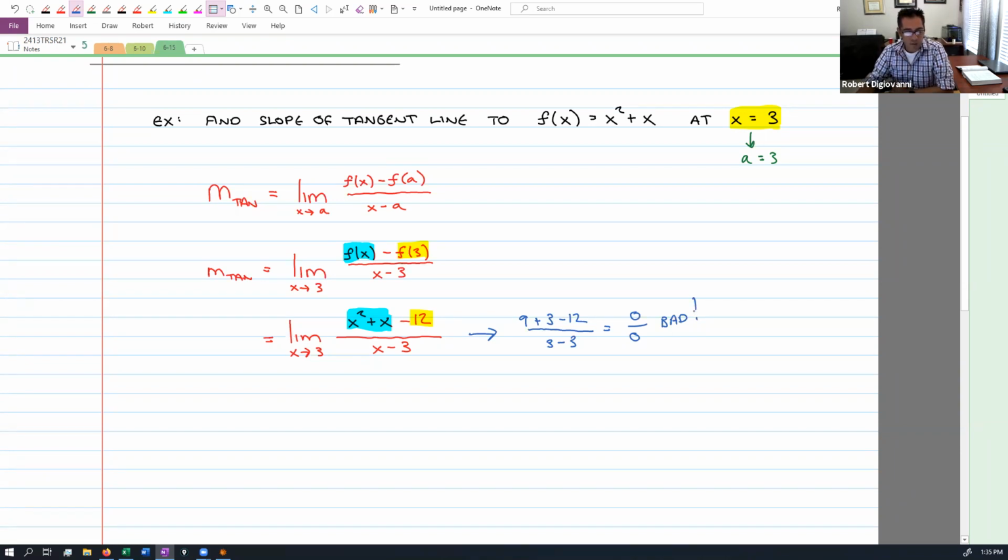So we need some algebra. If we do some algebra here, I'm going to keep the limit as x approaches 3. The algebra on top: I can factor. Fortunately for us, the top factors into x plus 4 times x minus 3. The x minus 3's cancel. Now all you have to do is let x go to 3. And what's your answer? 7.